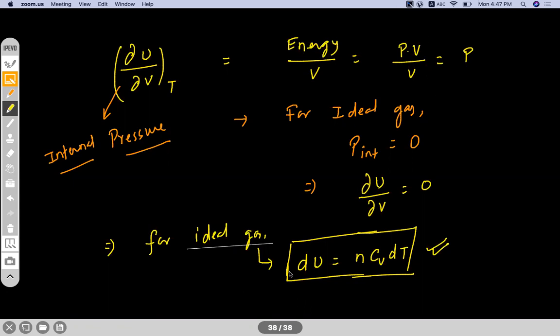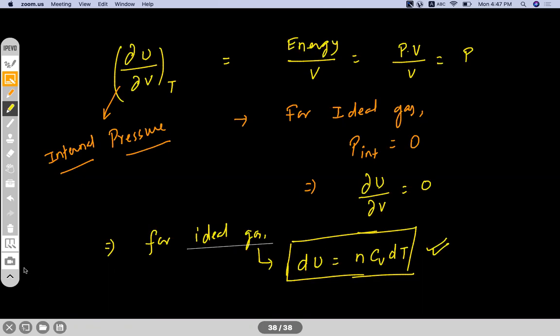Yes. So this formula that we use is applicable for ideal gas at all processes. It's not like ncv dt is only for constant volume. No. If ideal gas is there, we can apply this formula.